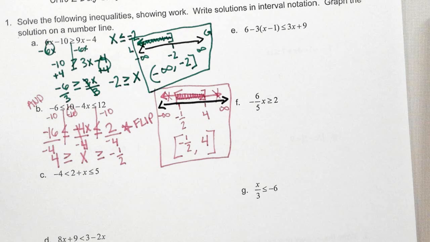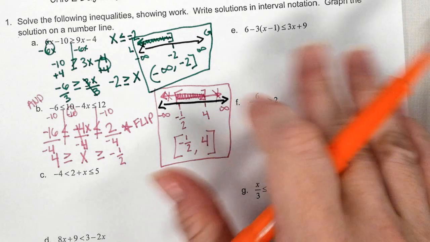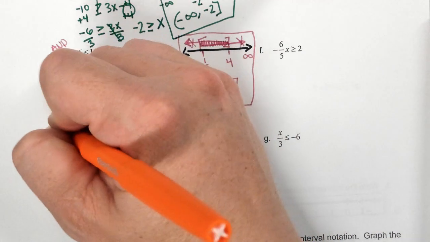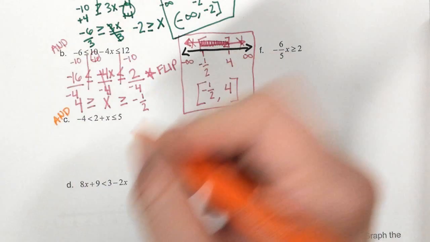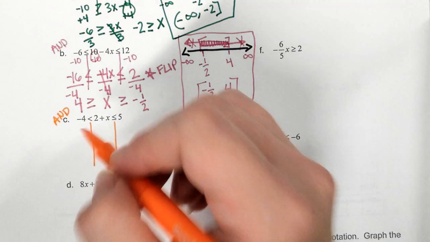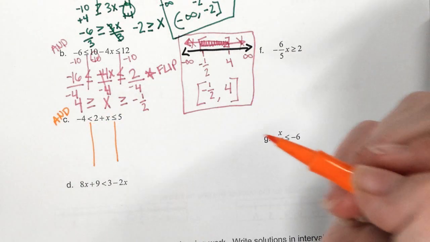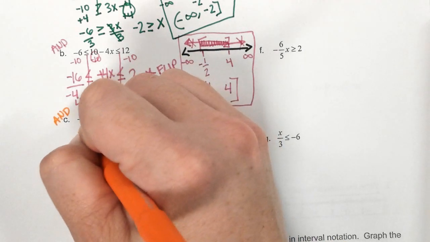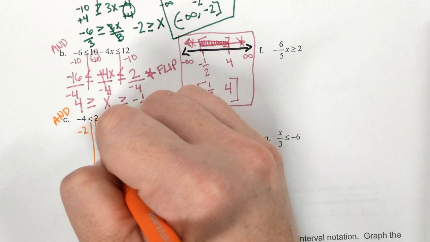Okay, let's look at C. C is also an and problem because it has two inequalities, sorry. So we're going to draw our lines, and we're solving for x. Well, the nice thing is there's no multiplication, there's only addition. So how do we get rid of this positive 2? We're going to do minus 2 on all sides. And I get x alone.